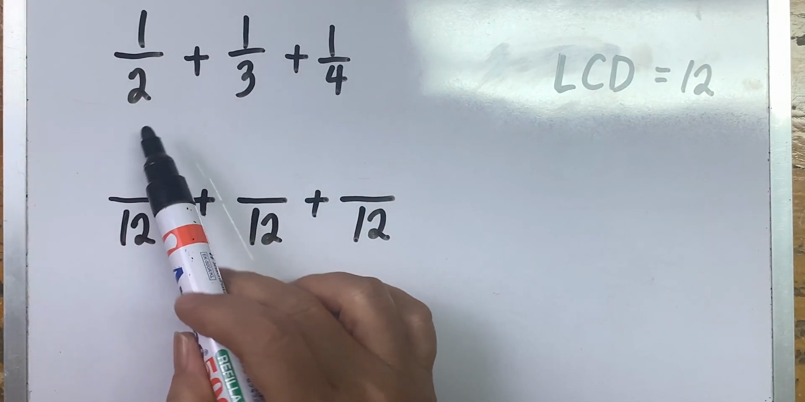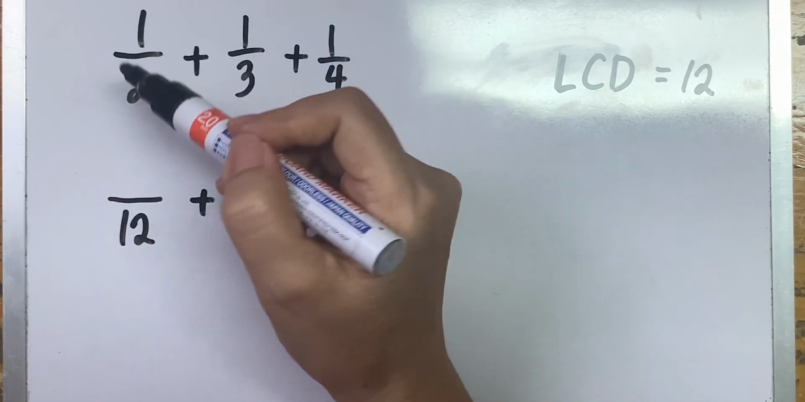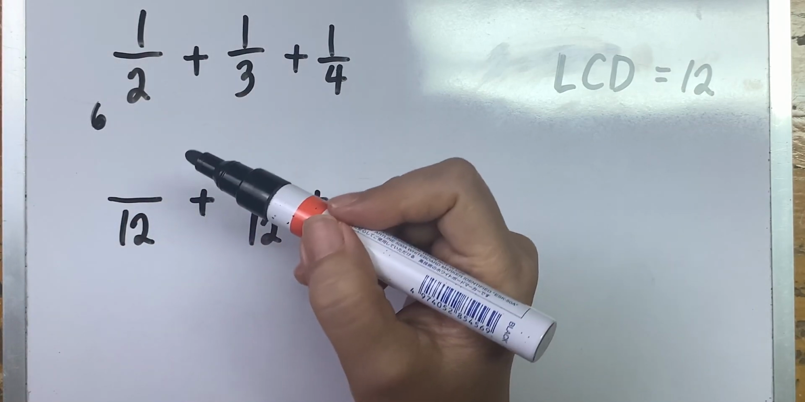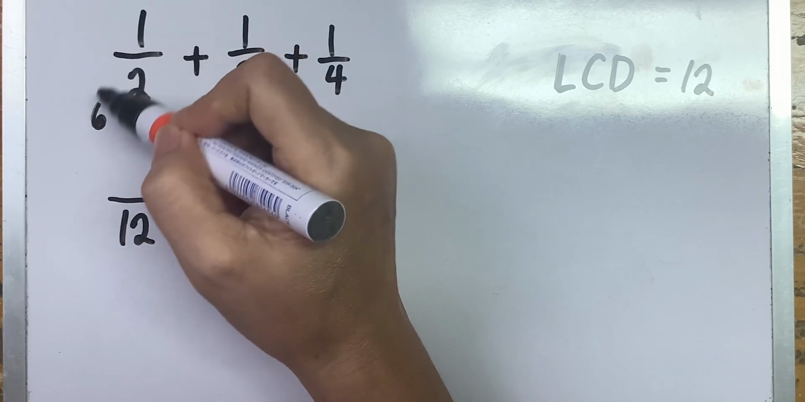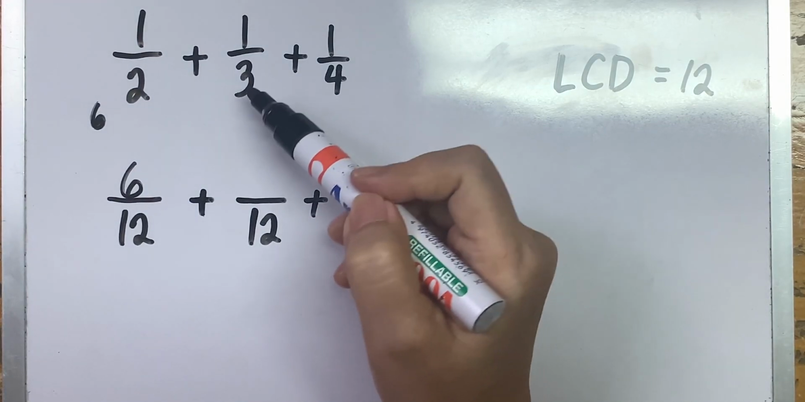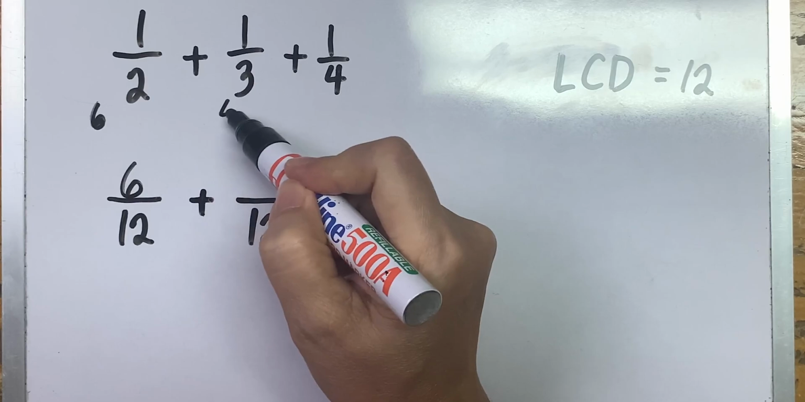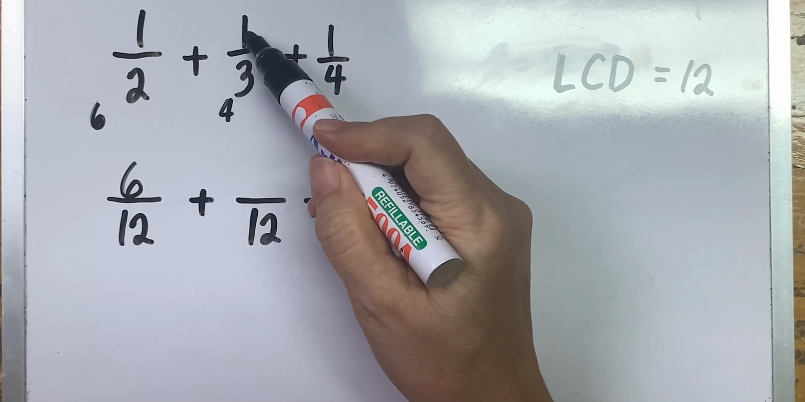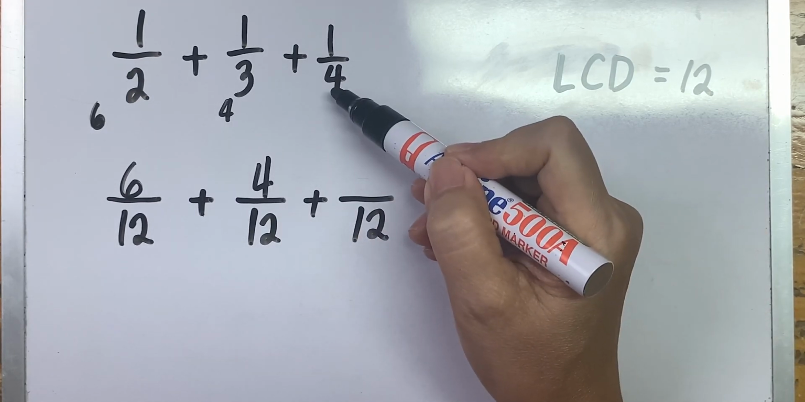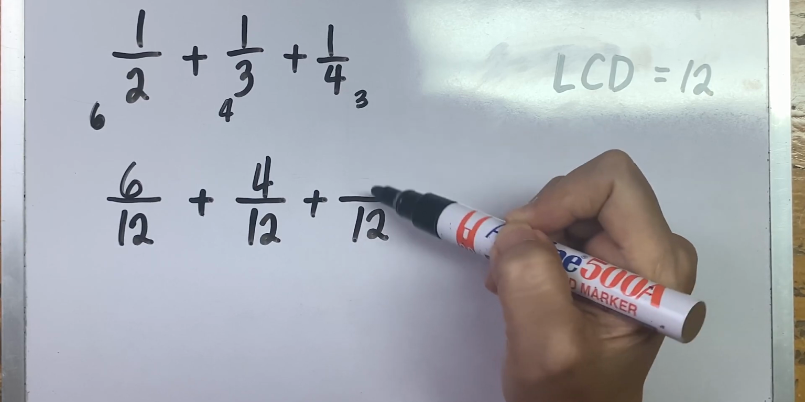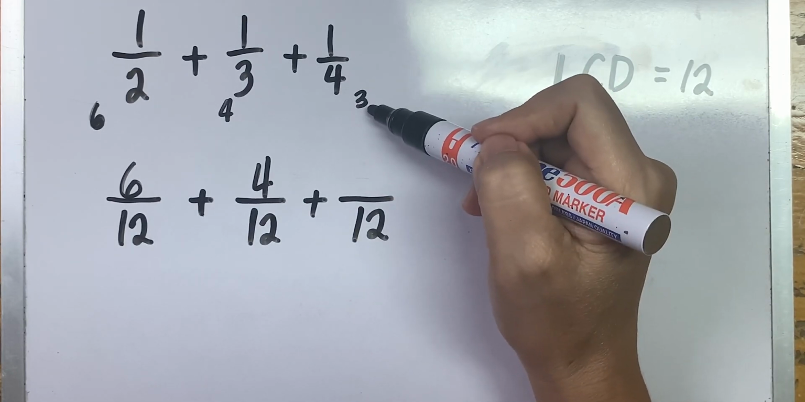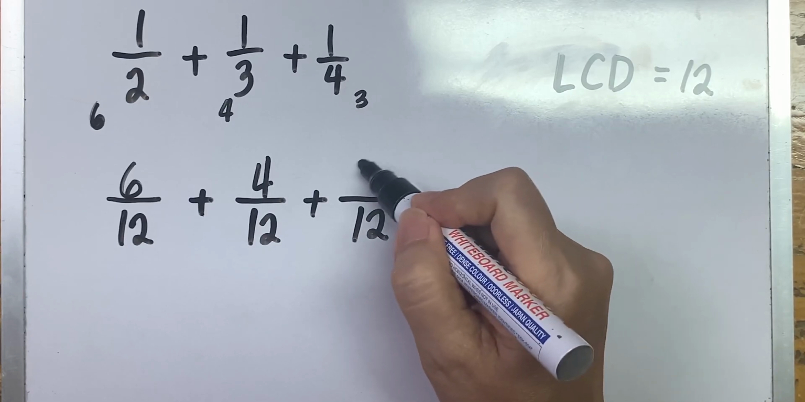For this particular fraction, for this to have a denominator of 12, we multiply 2 by 6. Likewise, we have to multiply the numerator with this number. So 1 times 6 is equal to 6. For this to have a denominator of 12, we multiply 3 by 4. Likewise, we multiply the numerator by this same number. So 4 times 1 is 4. We multiply 4 by 3 to give us a denominator of 12. Likewise, we multiply the numerator by that same number. 1 times 3 is 3.